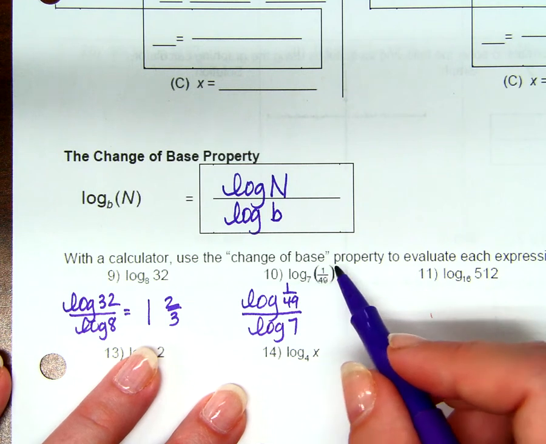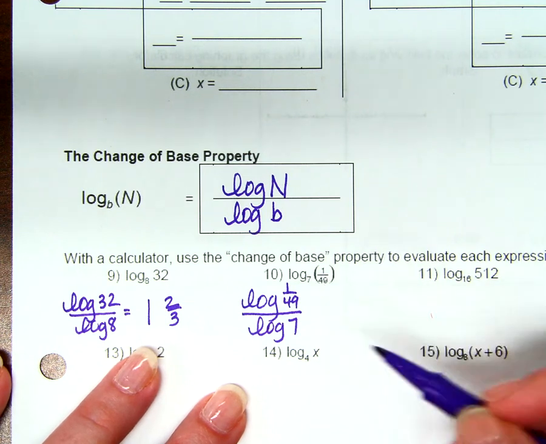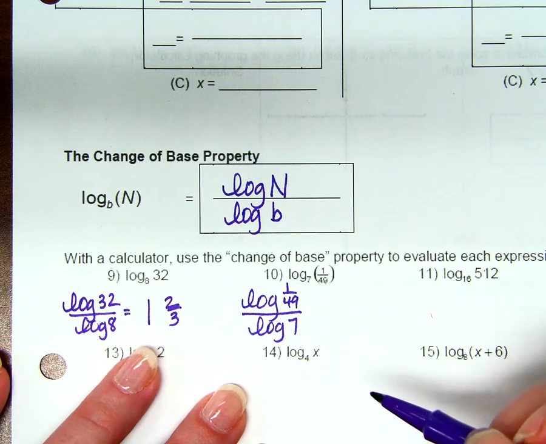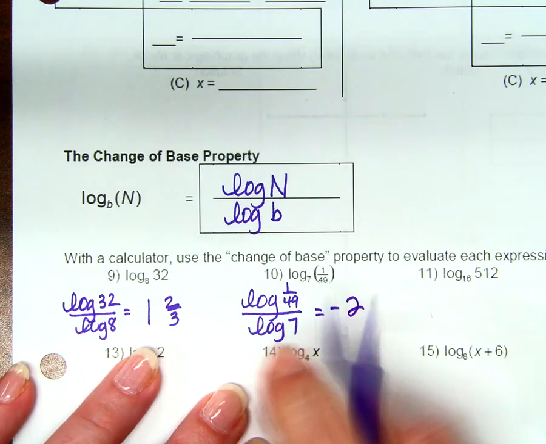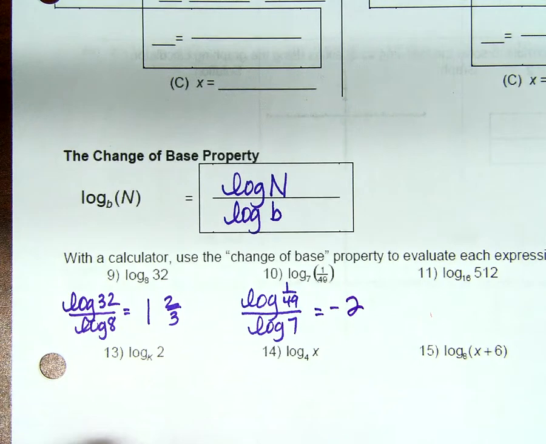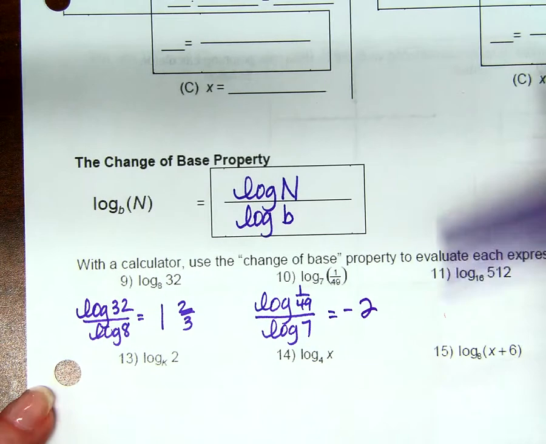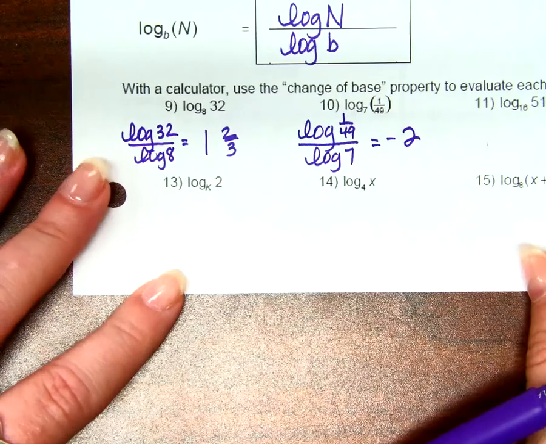Well, 7 to the second power is 49. How do we get it in the denominator? -2, right? Do I need to do that in the calculator for you to prove that it's right? Or are you good? Okay. What about 13?